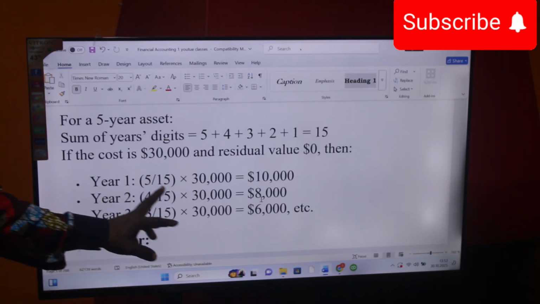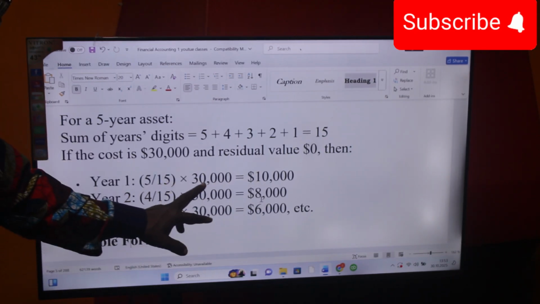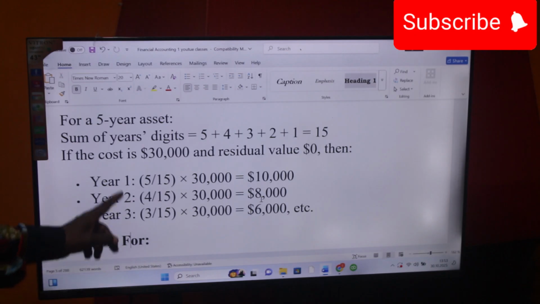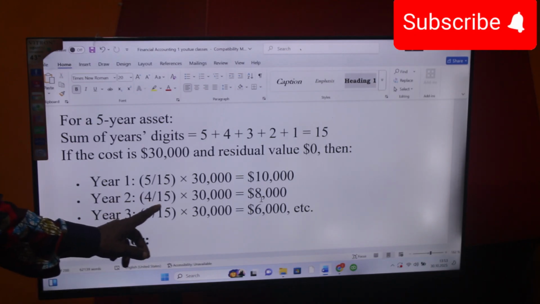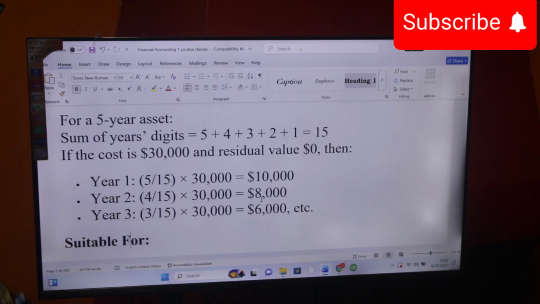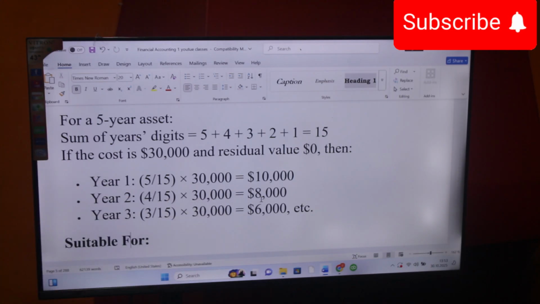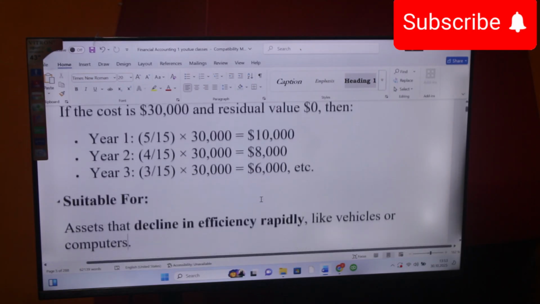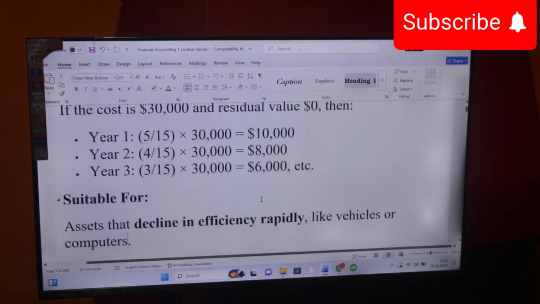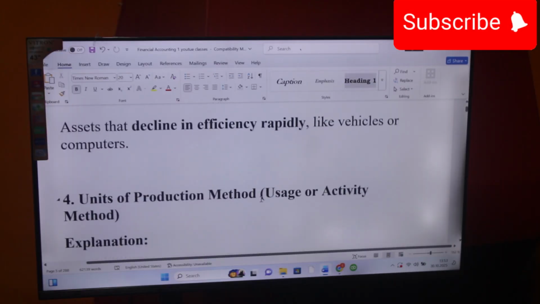So you can see the first year you have 5 divided by 15 of 30,000, you get 10,000. Year 2, 4 divided by 15 times 30,000, you get 8,000. Year 3, 3 divided by 15 times 30,000, you get 6,000. So that's the way we go on the sum of digits method. This is suitable for assets that decline in efficiency rapidly, like vehicles and computers.